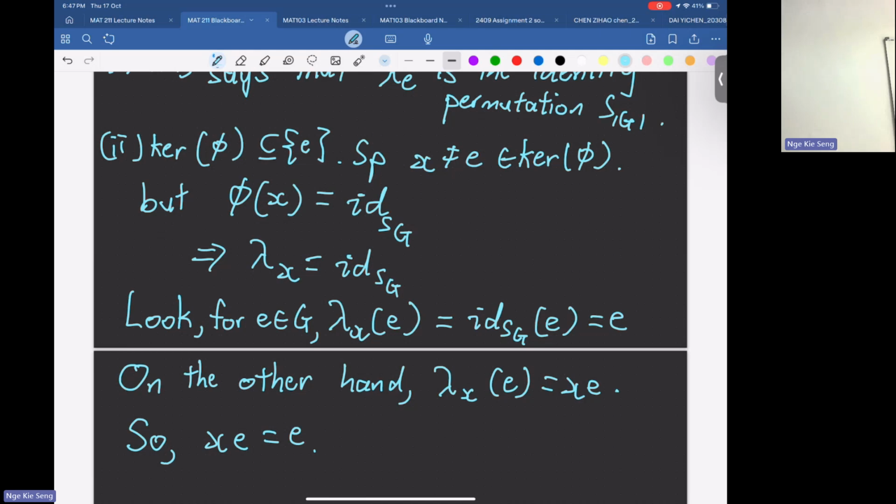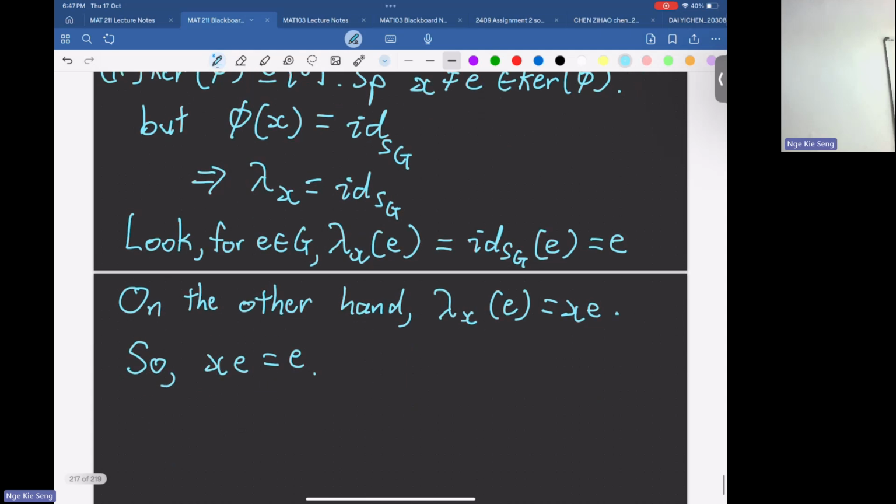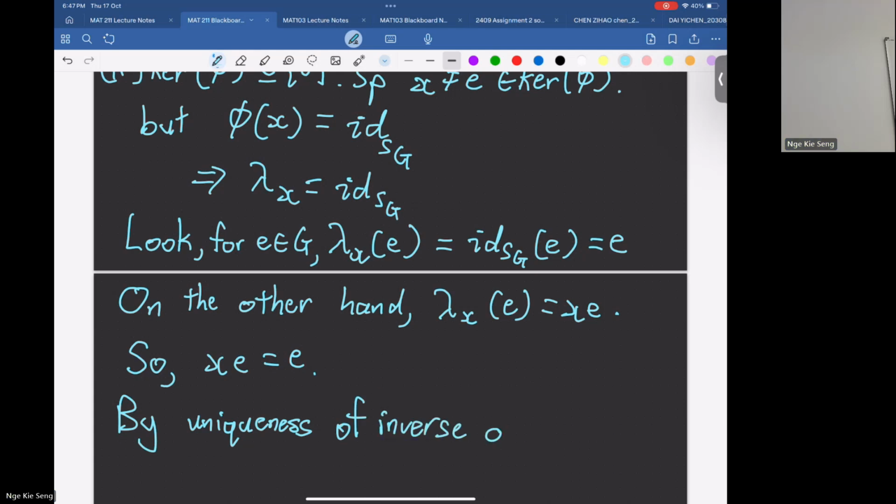Okay. But if x equals e, what can x be? Why? Because the inverse of e is e. The inverse in the group is unique. So by uniqueness of the inverse of e, x has to be e.